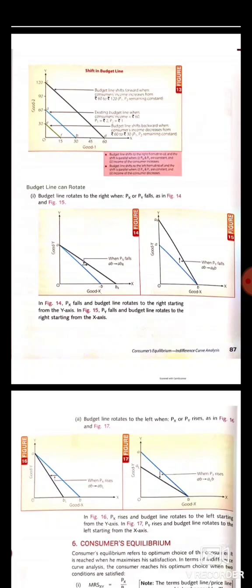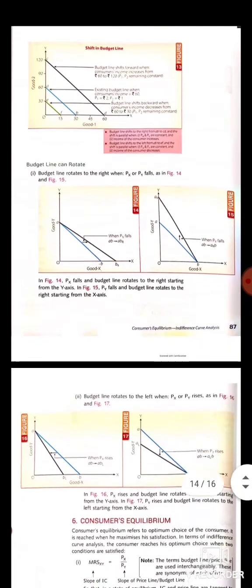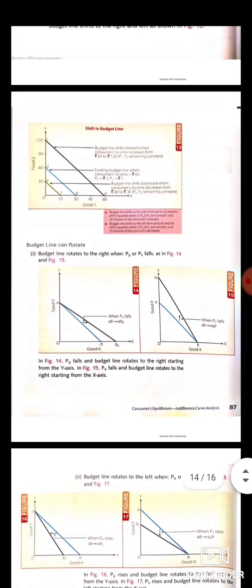Similarly, when the price of commodity Y will fall, then the consumer will be in a position to purchase more units of commodity Y with similar expenditure. So the budget line can also rotate to its left direction, and in that situation the price of the commodity will increase. So when the price of a commodity increases, then the consumer will purchase lesser units of that commodity.